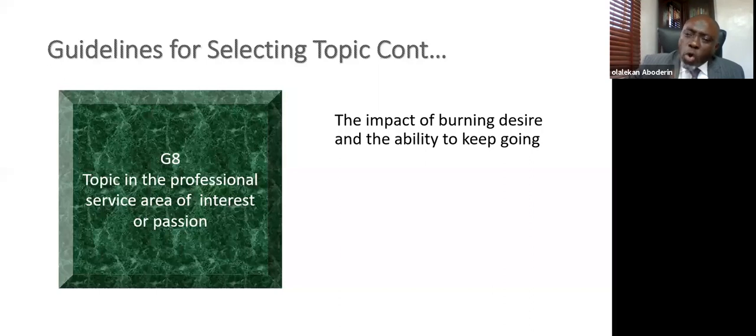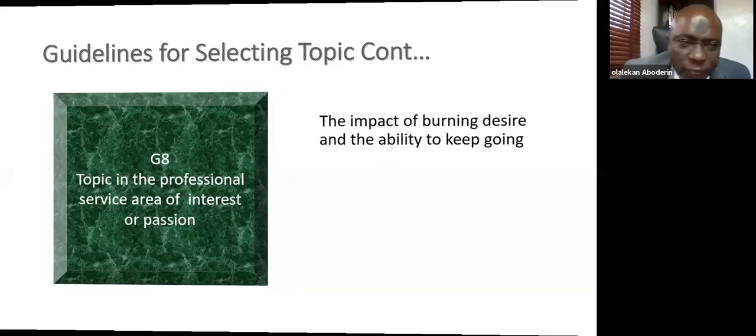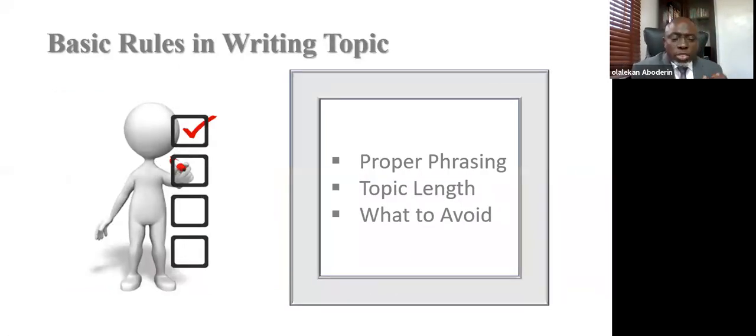To keep going, there must be a burning desire to achieve results. To keep going, the candidate must have interest in that. He wants to see that project completed. And that is why this one has to come in. So it's basically to motivate the candidate to ensure that he sees through the process of the CA to the completion. Now, we have basic rules.